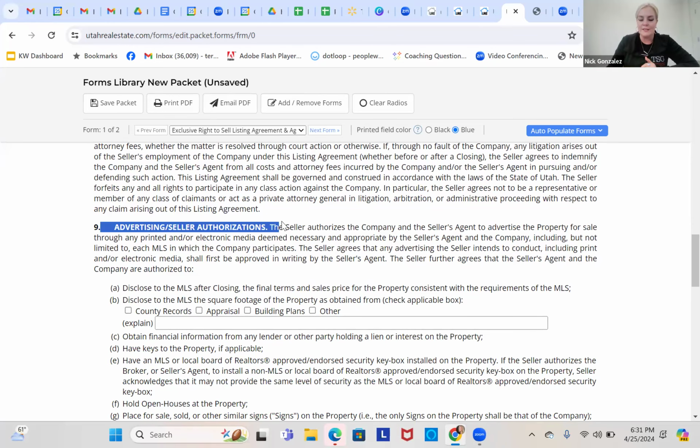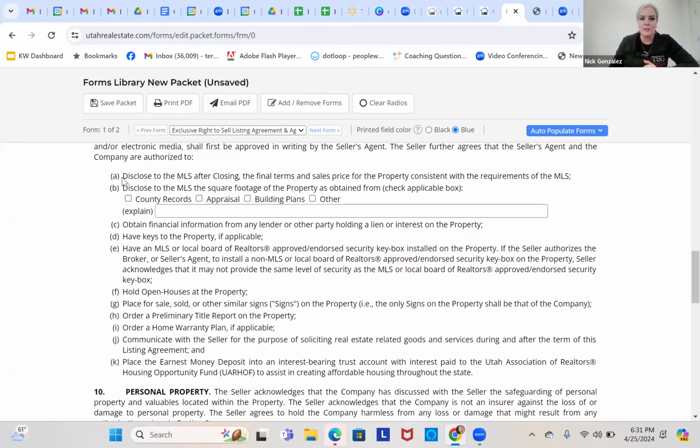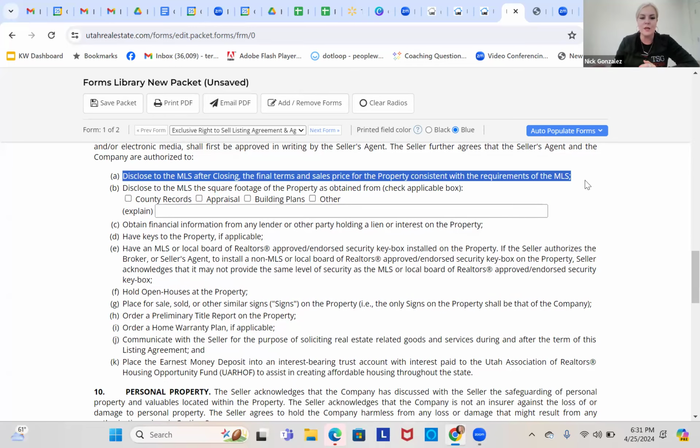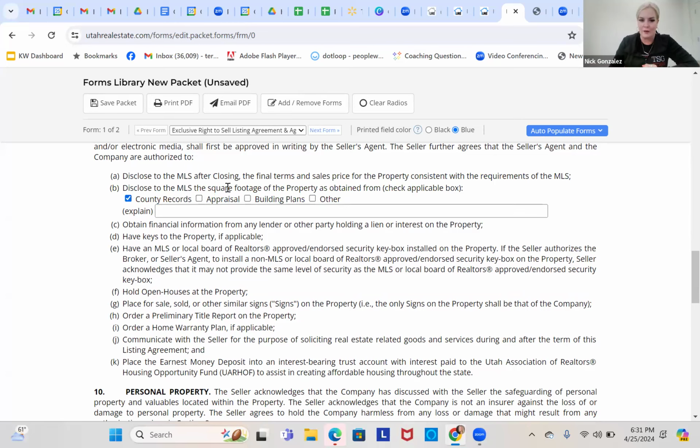Number 9, advertising and seller's authorization. So this just says the seller authorizes the company, as well as us, the agent, to advertise the property for sale through printed and electronic media, basically anywhere that we see fit to get the home sold. We also have the right to disclose information on the MLS, the final terms, and the square footage. We are going to find that information through potentially county records, any appraisals that we could find, any building plans that they have or that we find. So I like to mark all of these boxes and I just tell them, wherever I can find the information, I'm going to find the information.